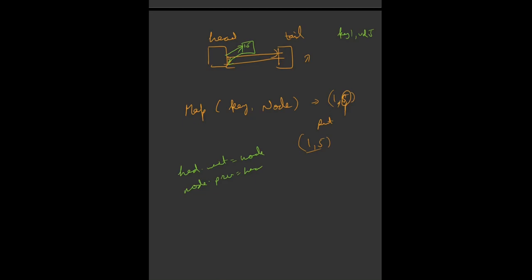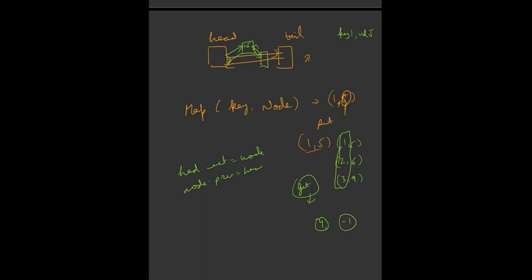Likewise, if we already have one node here, then we have to point these two as well, right? Now if we get a get operation, say in the map we have 1,5, 2,6, 3,9, whatever, and we get a get operation on key 4. In O(1) time we can check the map whether we have a key 4, and if not, we simply return -1.